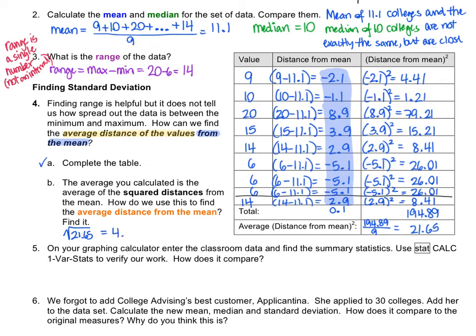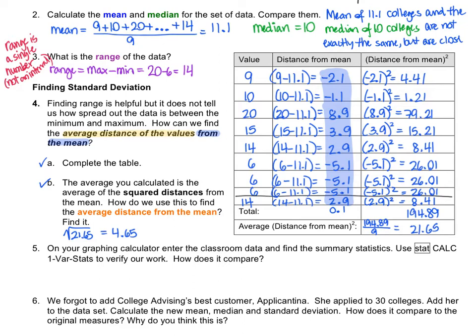Now, just a disclaimer, I used the numbers in my calculator. I didn't trim off the additional decimal places. So if you actually square root 21.65, you may get a slightly different rounded number than I got. Anyhow, so we've done that. So we have found the average distance from the mean.